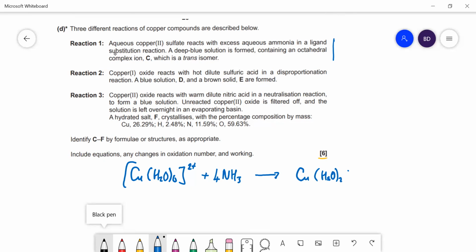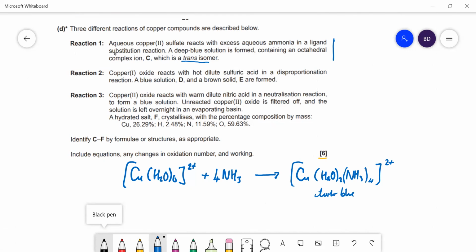So that's Cu(H2O)2(NH3)4, and that's a 2+ ion, and it says it's a trans isomer here. We should mention that this is of course dark blue. You've got to know that.